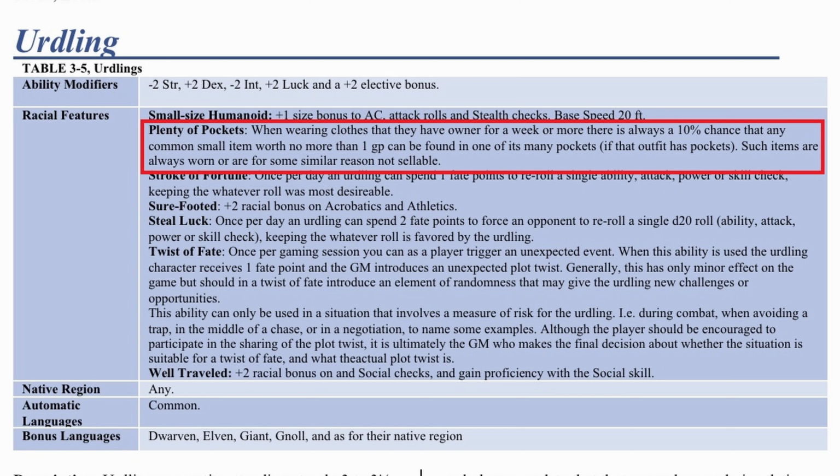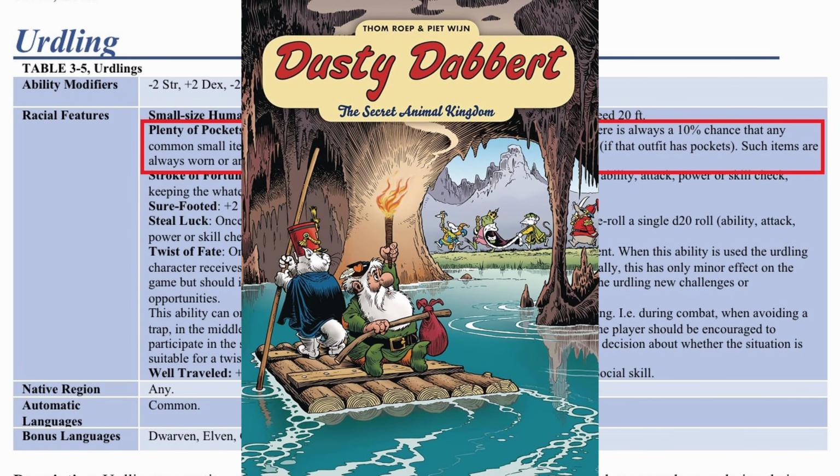The first racial feature of the Urdlings is plenty of pockets. This allows them a 10% chance to find something in their pockets that they really need. However, this item can never cost more than 1 gold piece. To some degree, this ability was inspired by the comic book albums of Dusty Dabbert, and I really like the idea of Urdlings having a knack of just having the right item in the pocket.